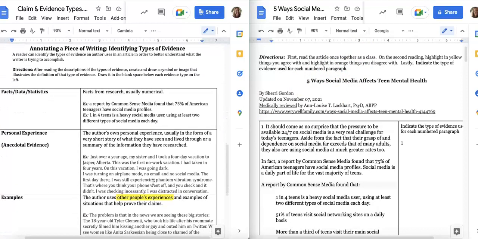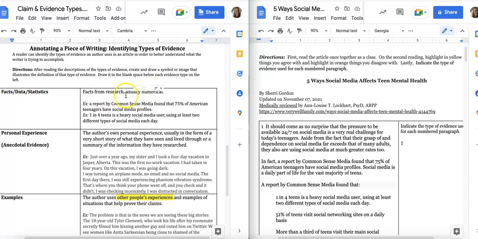When you annotate your piece of writing and identify types of evidence, you're going to do so with these types of evidence. A reader can identify types of evidence an author uses in an article in order to better understand what the writer is trying to accomplish. Directions: after reading the descriptions of the types of evidence, create and draw a symbol or an image that illustrates the definition of that type of evidence and draw it in the blank space below each type of evidence on the left. So the first one is facts, data, and statistics.